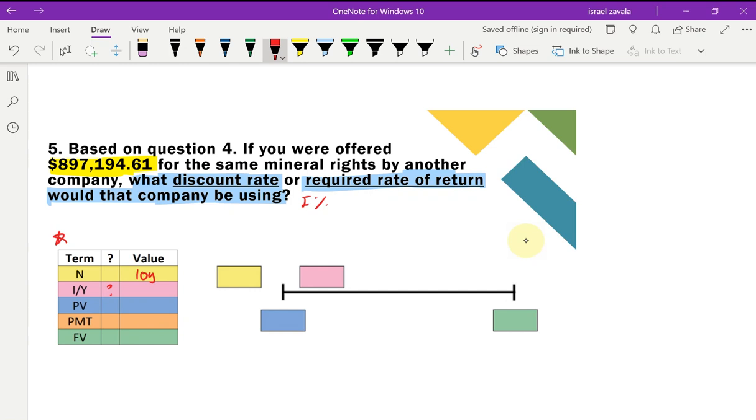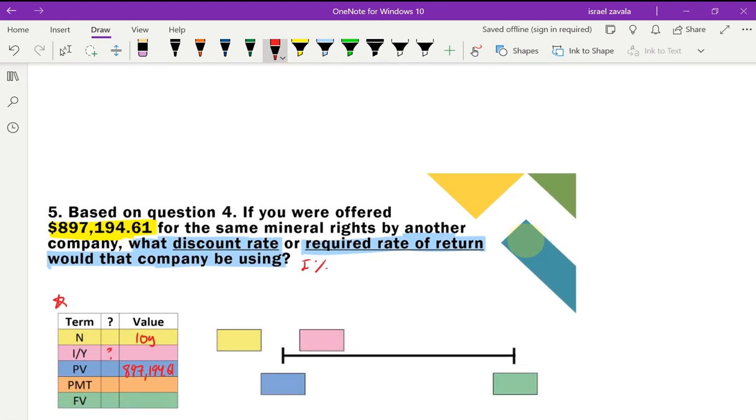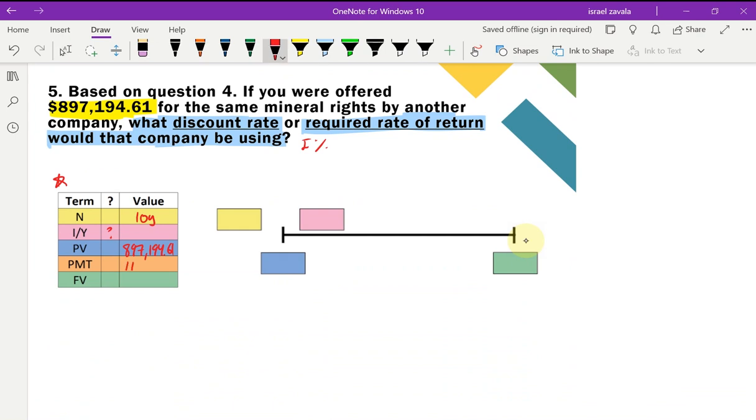The present value is what they're offering. So it's the $897,194.61. Okay, that's what you're being offered. It's going to be a positive. The payments are going to be exactly the same, right? Because we're comparing it to the payments we're receiving, $115,000. And so we're going to put the payments as negative, and there is no future value. You can't have both the present value and the payments be positive or negative. One of them has to be. So if you're being offered and you're receiving that money, that means the payments must be negative, right?